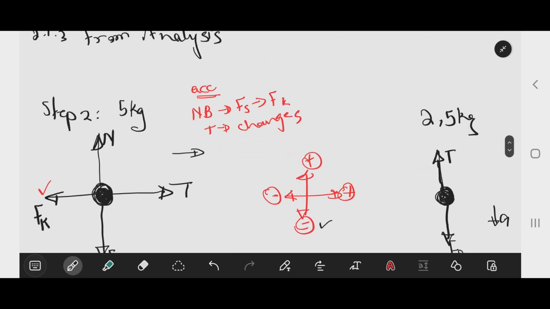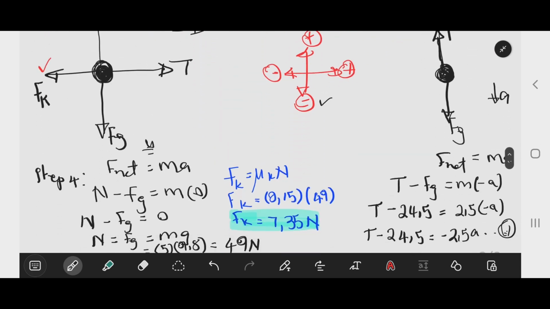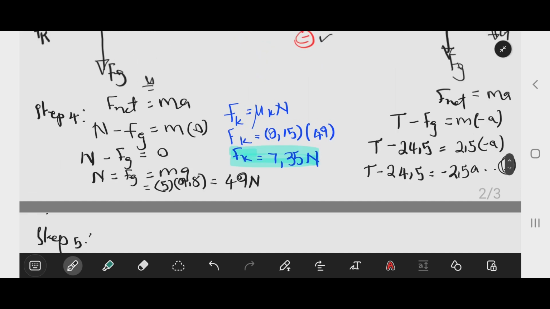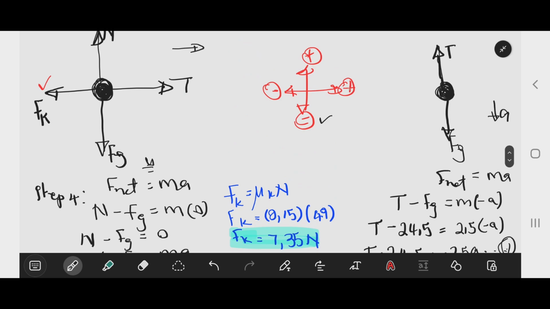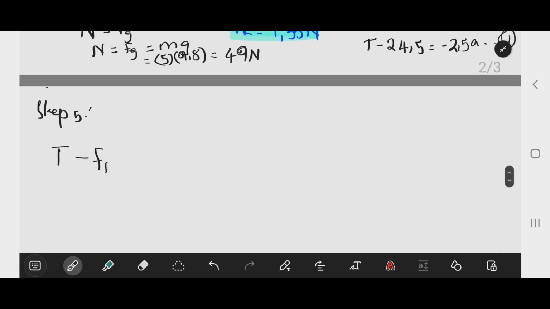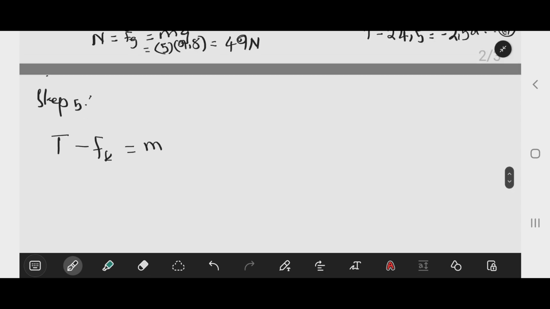Let's start with this object, the 5 kg. In the x direction, we have two forces acting, right? So that would be tension, which is positive, because it is pointing to the right, and Fk, which is negative, because it is pointing to the left. And that is equal to m times acceleration. Look at the acceleration now. This object is accelerating to the right, which is positive, so acceleration we leave as positive.